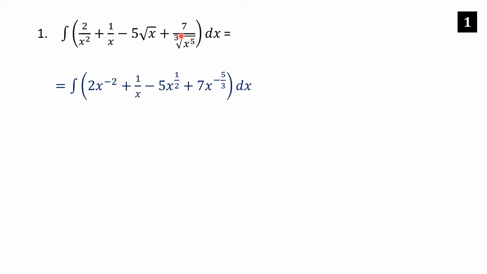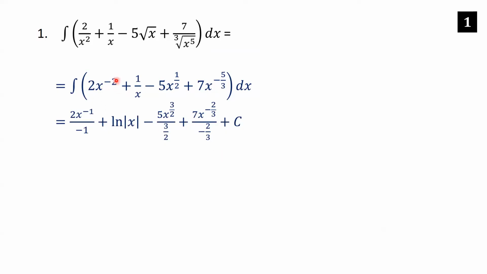And now this one, 7 over the cube root of x to the fifth. Well, the power is 5. The root is a cube root, so that goes in the denominator of the fraction for the exponent. And since this is 1 over the cube root of x to the fifth, if we want to bring it up, we negate the exponent. Okay, now we're all set to integrate just using the power rule.